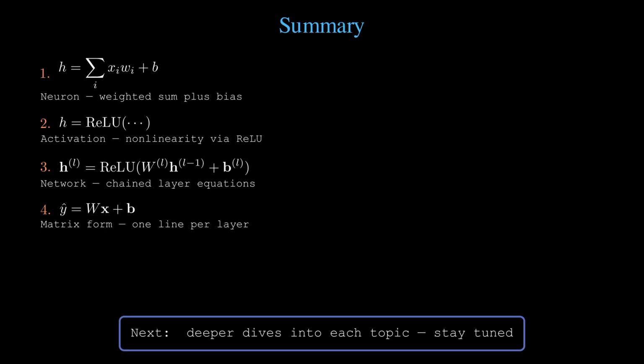We measure mistake with a loss function. Backpropagation then tells us how each weight contributed to that loss, and gradient descent updates every weight to reduce it. That's the full picture. Deeper dives on each topic coming separately.